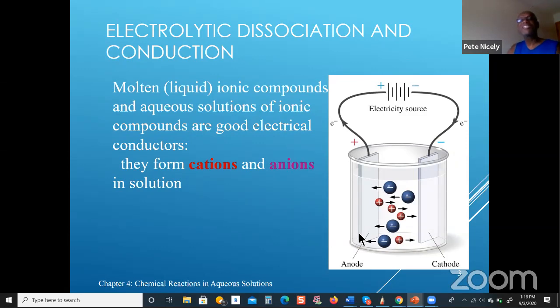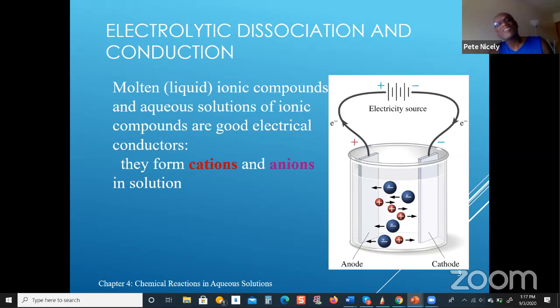Now, let me explain this setup. We have an electricity source connected to two metal pieces here. One is known as the anode, which is positively charged. The other one is known as the cathode, which is negatively charged. So if you connect these two electrodes to the electricity source and dip them into the solution, you're going to have a circuit. You're going to have a flow of electrons in the external circuit here, and you're going to have a flow of ions within the aqueous solution. So an electric current will be basically flowing through this entire system, all right?